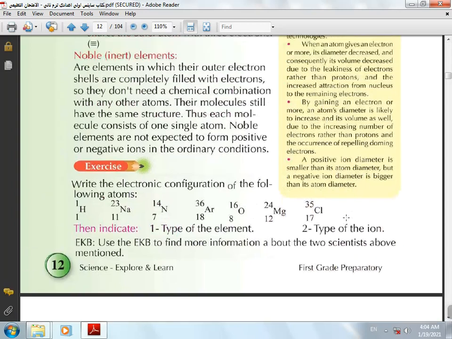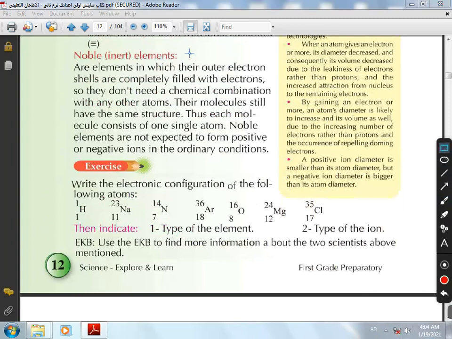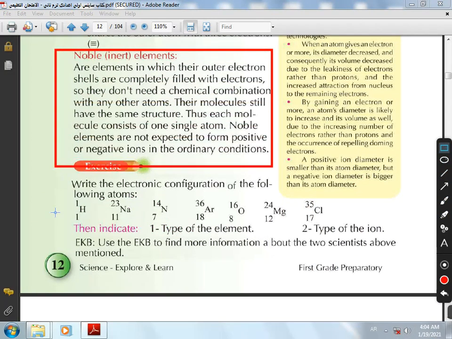The third type of elements are noble gases. Noble gas elements are characterized by completely filled outermost energy level with electrons. So they cannot share in the chemical reaction, like helium, neon, and argon.